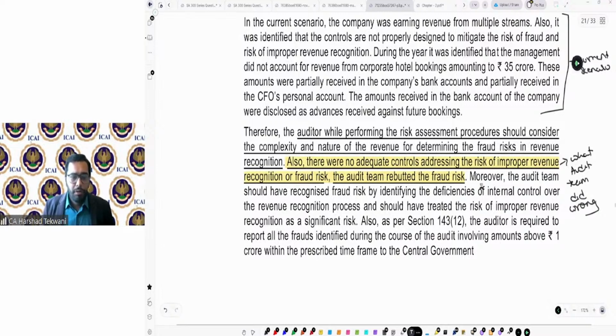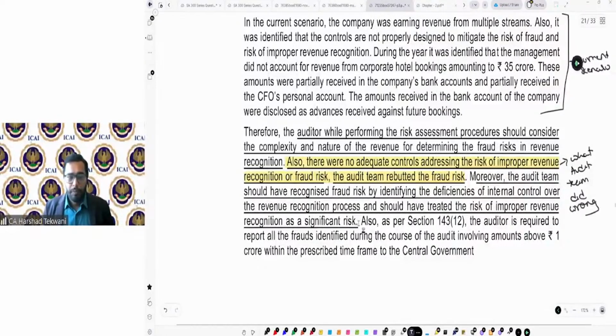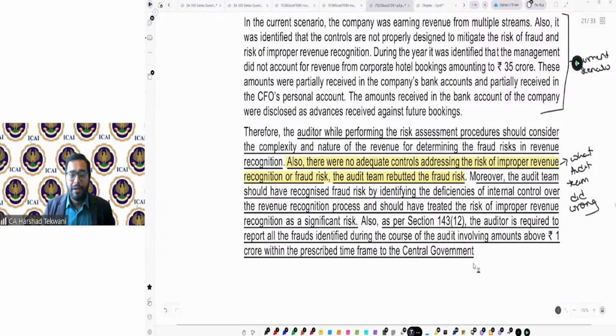Moreover, the audit team should have recognized the fraud risks by identifying deficiencies of internal control over the revenue recognition process and should have treated the risk of improper revenue recognition as a significant risk. As per section 143(12), the auditor is required to report all the frauds identified during the course of audit involving amounts of 1 crore and above within the prescribed time frame to the central government.